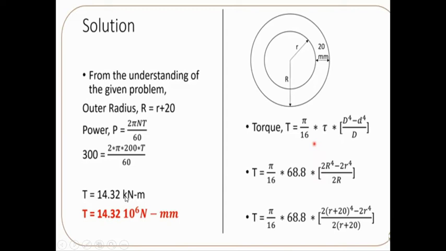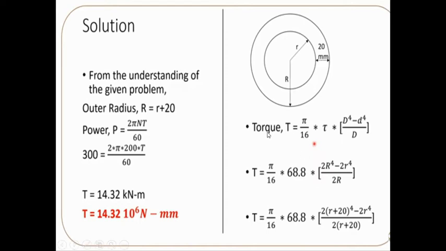You convert the kilo into 10 raised to 3. Again, meter to millimeter is also converted, into 10 raised to 3. So 10 raised to 3 times 10 raised to 3 is 10 raised to 6. So 14.32 into 10 raised to 6 Newton millimeter. That is the torque value.